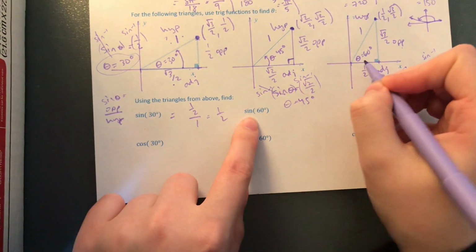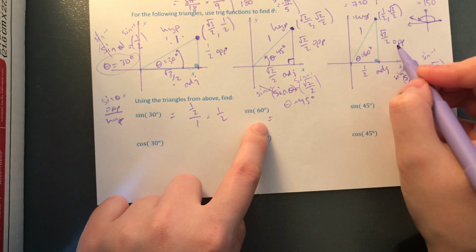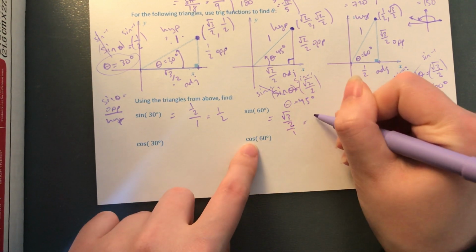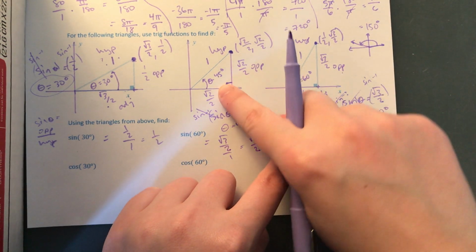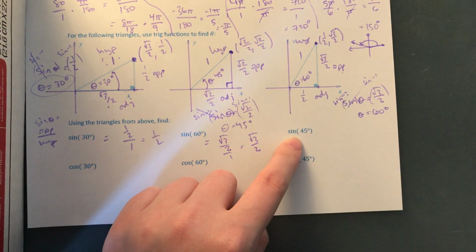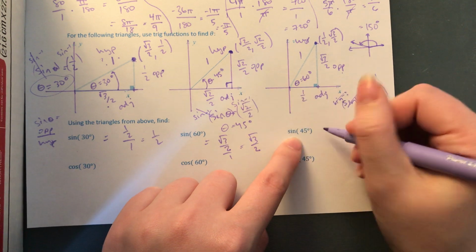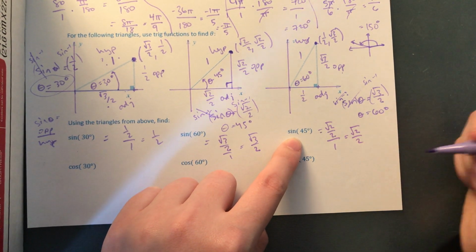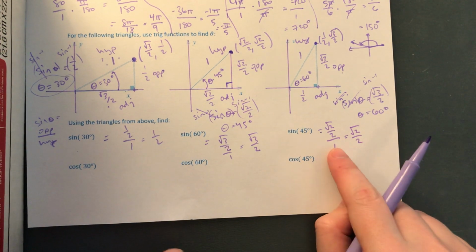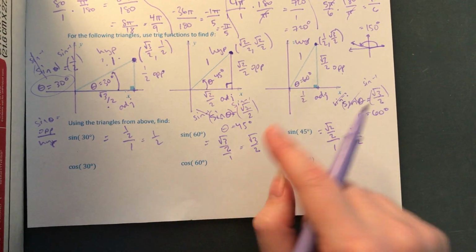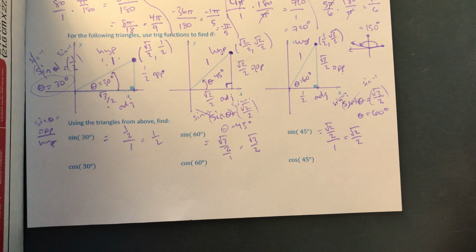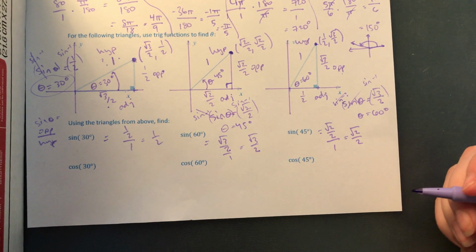Sine of 60 degrees, that's this triangle, is opposite over hypotenuse. So it's root 3 over 2 over 1, which is just root 3 over 2. And then sine of 45 degrees, this 45-degree triangle, opposite over hypotenuse would be root 2 over 2 over 1, which is just root 2 over 2. I'm showing you the over 1 just to show you that it's still technically opposite over hypotenuse. The hypotenuse is 1, so dividing by 1 doesn't do anything to the math.